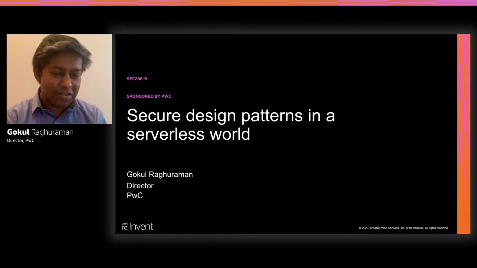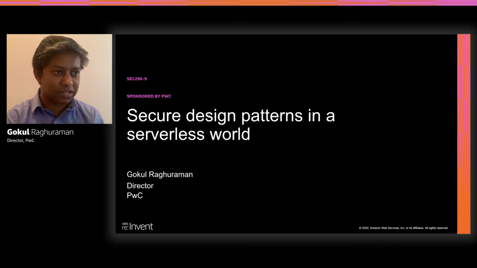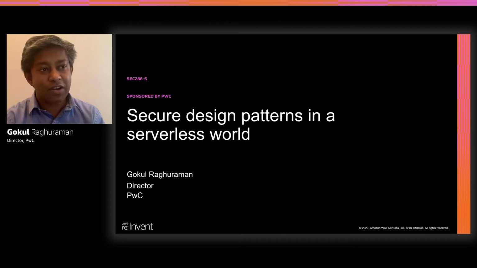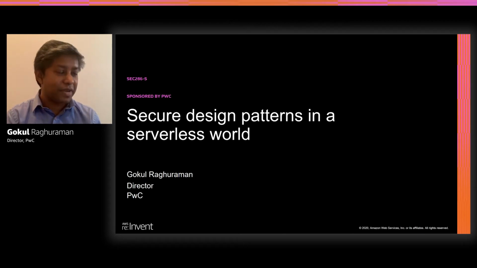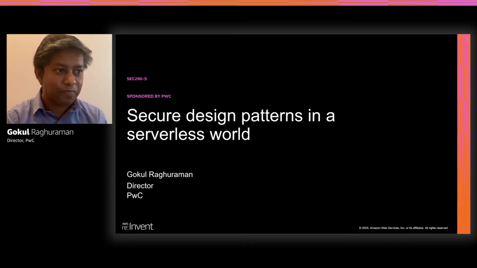My name is Gokul Raghuraman, and I'm a director in PwC focused on helping customers like you build and operate cloud solutions in a secure manner. I'm very excited to be here today, and for the next 30 minutes, we are going to be talking about two topics that repeatedly come up in our client conversations: how to build serverless applications, and how do you ensure that the applications are secure on the cloud.